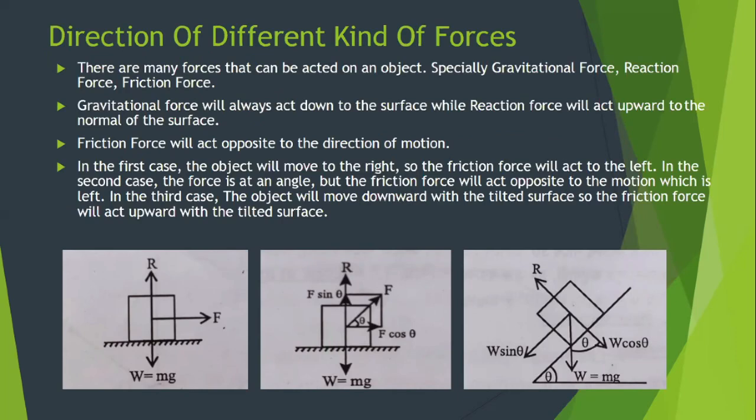In the first case, the object will move to the right, so the friction force will act to the left. In the second case, the force is at an angle, but the friction force will act opposite to the motion, which is left. In the third case, the object will move downward along the tilted surface, so the friction force will act upward along the tilted surface.